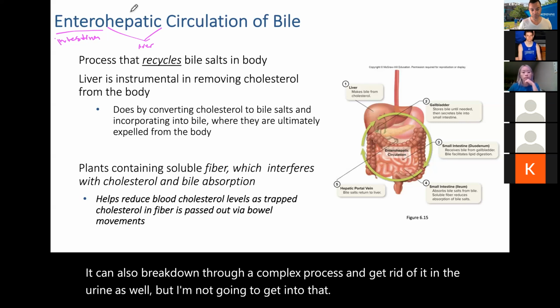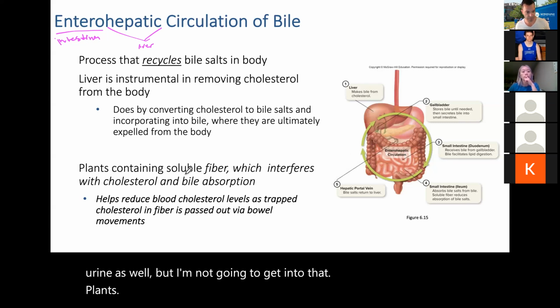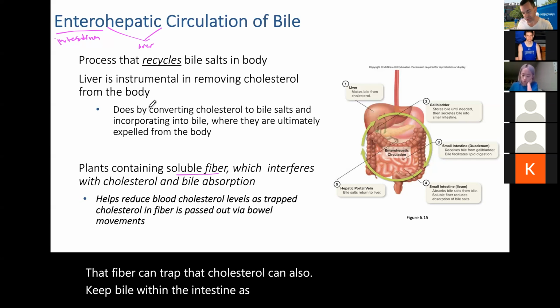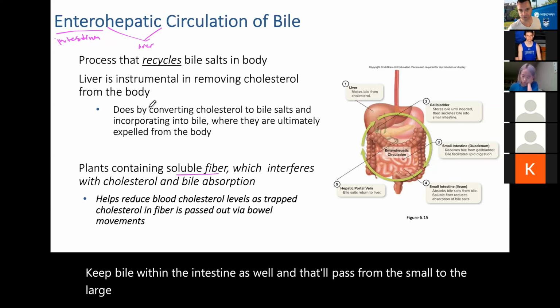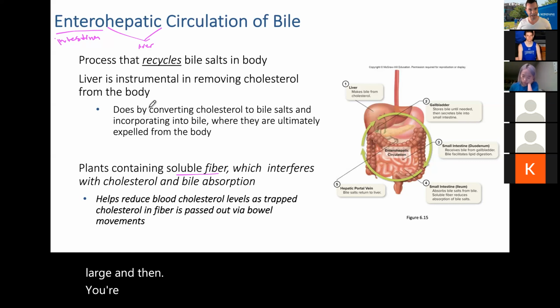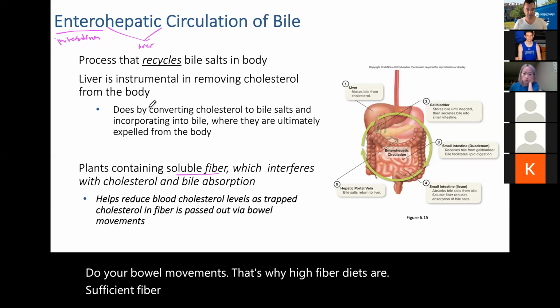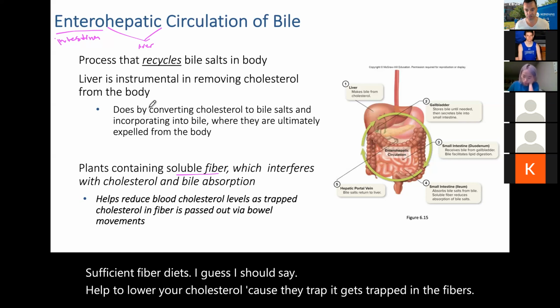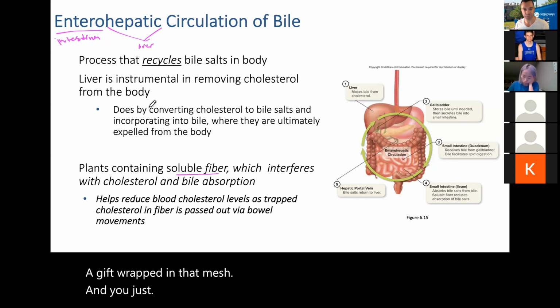Plants have fiber. And that fiber can trap that cholesterol. Okay, it can also keep bile within the intestine as well. And that'll pass from the small to the large and then out through your bowel movements. That's why high fiber diets, or sufficient fiber diets, I guess I should say, help to lower your cholesterol, because it gets trapped in the fibers. Okay? It gets trapped in that mesh. And you just bowel move it out.